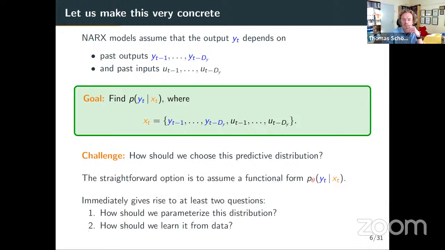The straightforward option, I guess, is to assume a functional form for this distribution. So if we continue down that path, it gives rise to, I guess, at least two questions. How should we parameterize this distribution? And then once we've decided upon that, how should we learn it? How should we estimate the parameters from the data?